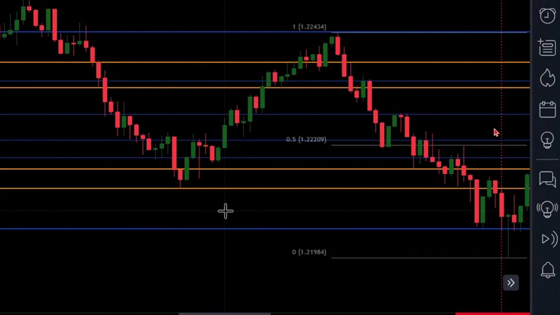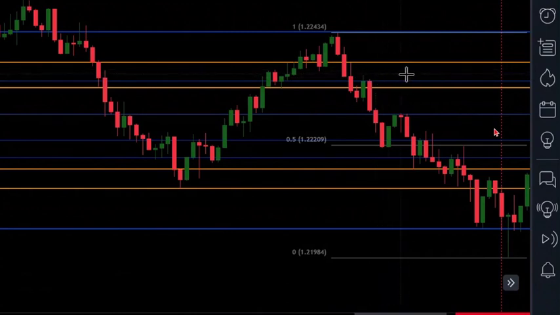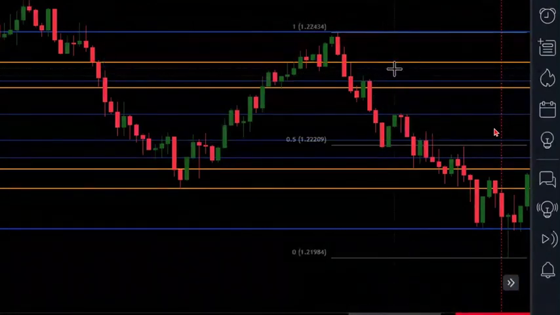So what are you going to do? Yeah, I'll wait till this mitigation block gets here. Okay, so let's go to the left and see what happens.